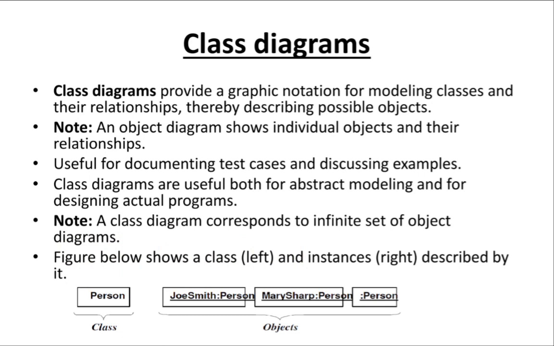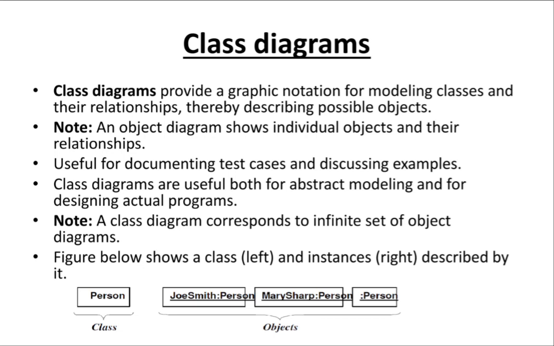Why do we need a class diagram? Class diagrams are useful both for abstract modeling and for designing actual programs. Modeling means, as I told you while explaining modeling, I can do abstraction. That means I can collect only the information that is necessary for my software development. Here in class diagrams, I can collect only the classes that are related to my software. Thereby it's easy for me to represent my software in terms of a class diagram. Hope you are getting, guys.